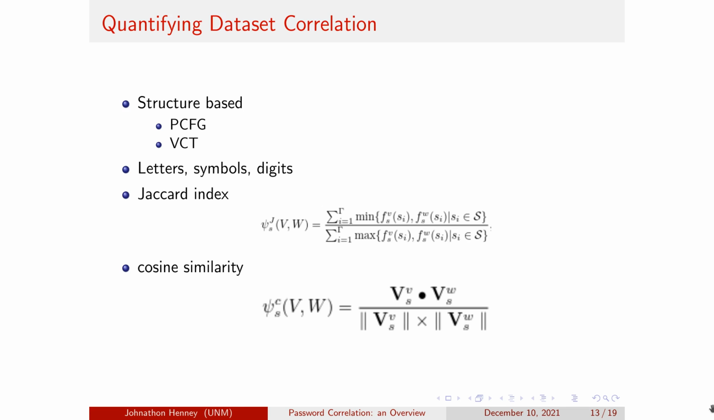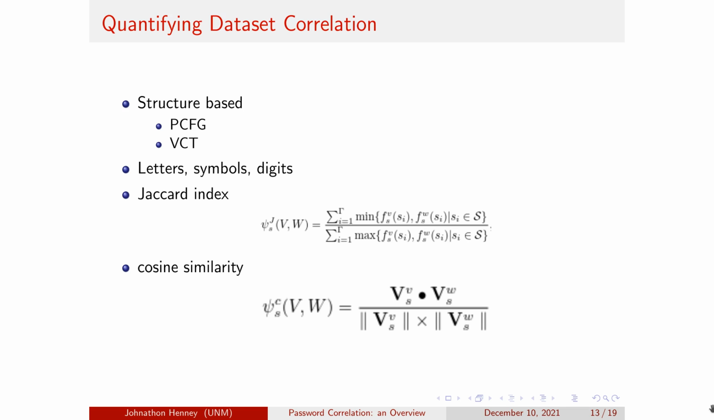So they talk about in the paper how the question of quantifying the correlation of two password datasets is an open problem, and that's one of the main problems that they're addressing in this paper. And this is some of the ways that they do it. They start out with the structural based approach, where they take the PCFG tool and the VCT tool, and they use the letters, symbols, and digits that could be used in a password and form vectors of all possible passwords in that dataset.